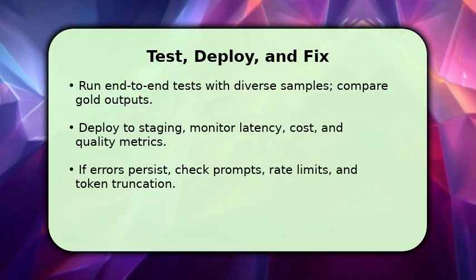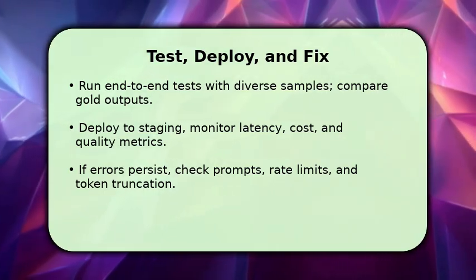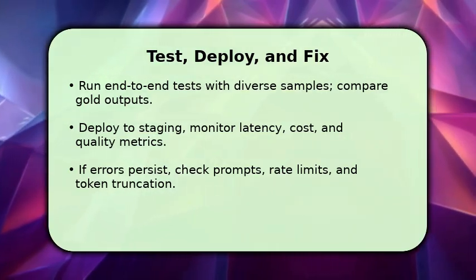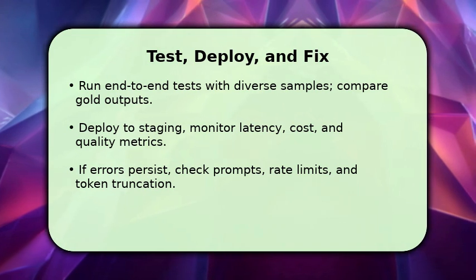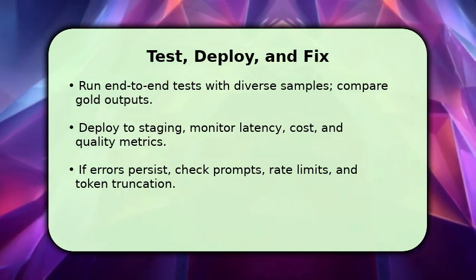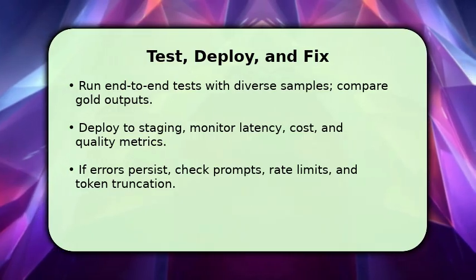If things go wrong, trace logs to identify prompt misinstructions, token truncation, or rate limit throttling. Adjust chunk sizes, prompt clarity, or retry/backoff settings, and rerun tests to confirm the fix.